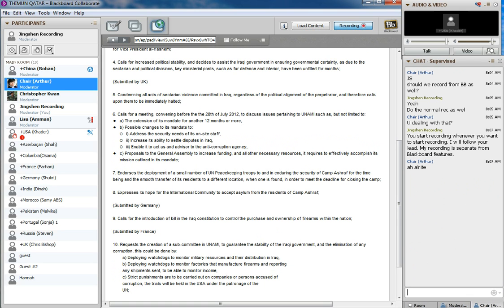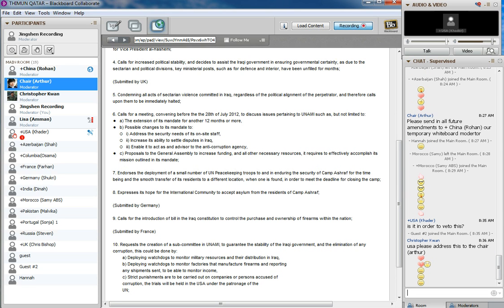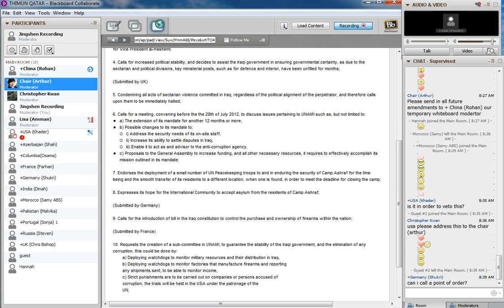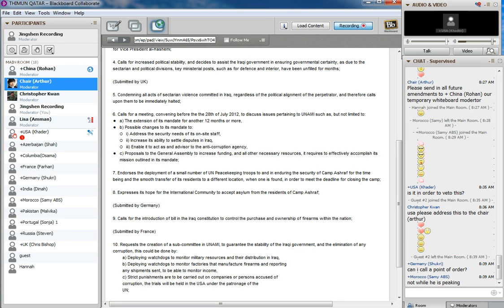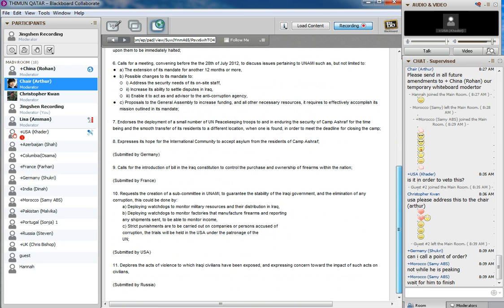Clause 10 reads, requests the creation of a subcommittee in UNAMI to guarantee stability of the Iraqi government. Basically, what we wish to do here is to eliminate the threat of corruption in the future in the Iraqi government, as we have seen over the past few years. Therefore, the delegate of USA would urge all delegates to vote for this resolution because it does, in fact, enable the USA to rebuild Iraq, which is a country that has been suffering for the past few years because of an unjust ruling system.